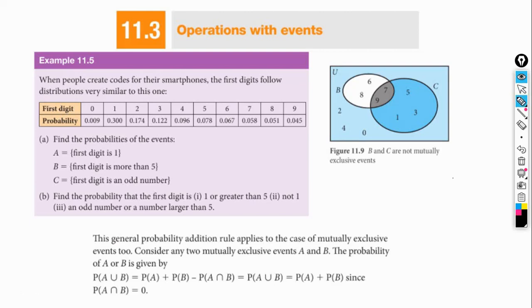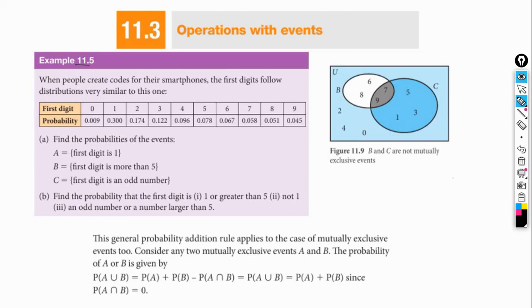So in the previous section we worked with example 11.5, which said, when people create codes for their smartphones, the first digits follow distributions very similar to this one, and they gave us this table. Then they asked us to find some probabilities. We're going to focus on B and C.